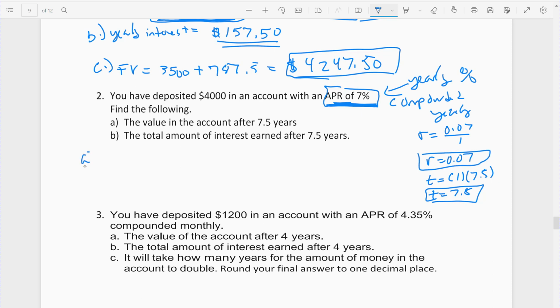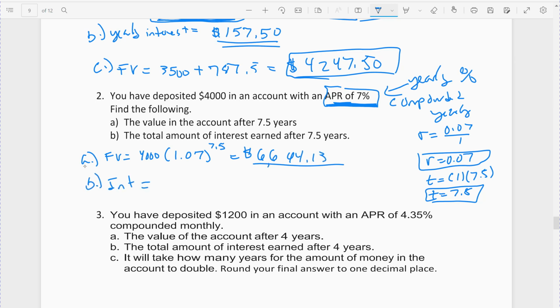A, find the value of the account. So we're looking for the future balance. It is our 4,000 times 1 plus r, so 1 plus 0.07, raised to the 7.5. When we type it into the calculator, our future value comes out to $6,644.13.